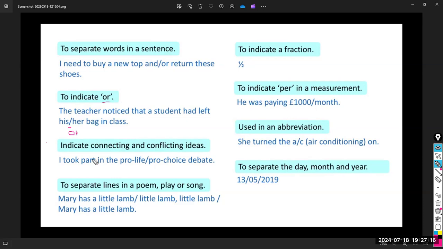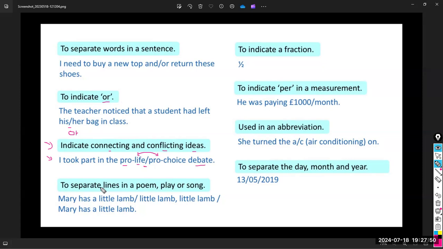Now, the third usage is to indicate connecting and conflicting ideas. What do I mean by connecting or conflicting ideas? Let's take a look at this example. I took part in the pro-life/pro-choice debate. So these are conflicting ideas, the opposite. This is why I have to write slash.